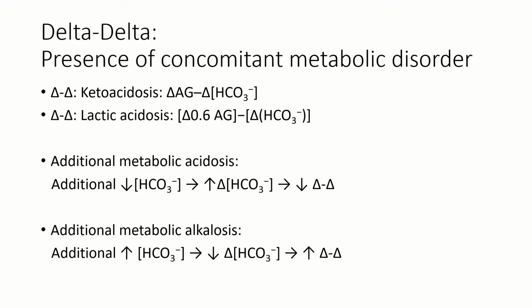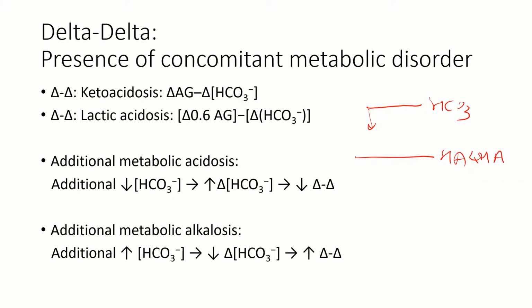So delta delta helps us to detect the presence of concomitant metabolic disorder in addition to high anion gap metabolic acidosis. So what is delta delta? Delta delta is basically the difference between change in anion gap and change in bicarb. So because it is metabolic acidosis, say this is the normal value of bicarb, and because there is metabolic acidosis, the bicarb value is going to fall, right? So they say that this is the bicarb value in case of high anion gap metabolic acidosis.